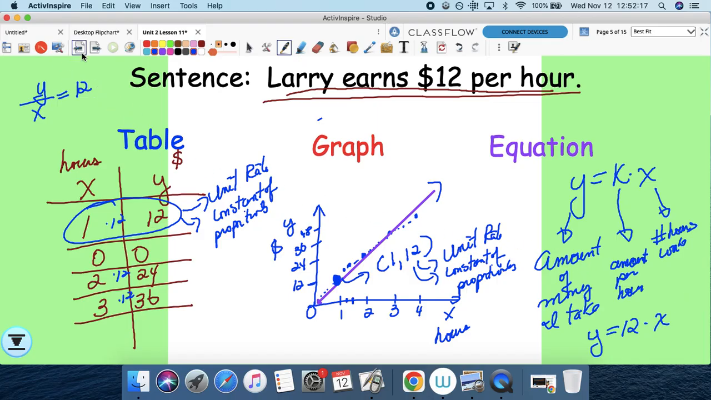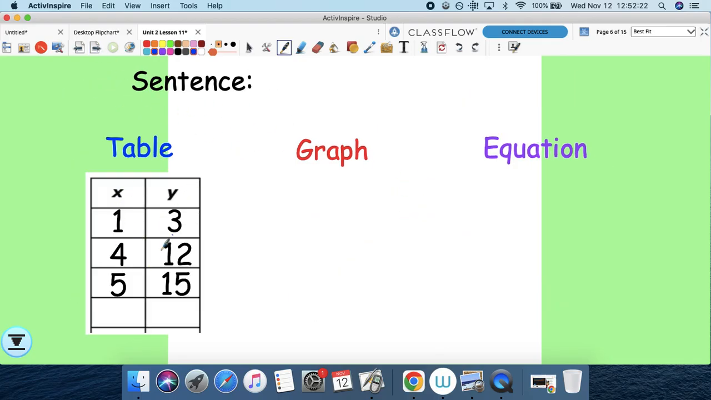Okay. So we're going to repeat this with different scenarios. So here is a table. It doesn't give us any context, so I'll just make one. Let's call this days, and let's call this trees. For every 1 day, I plant 3 trees. So the sentence: for every day, or 1 day, I plant 3 trees.